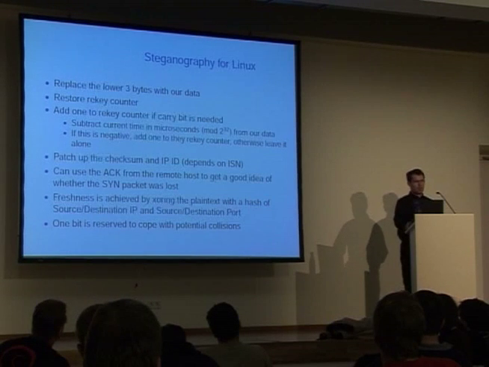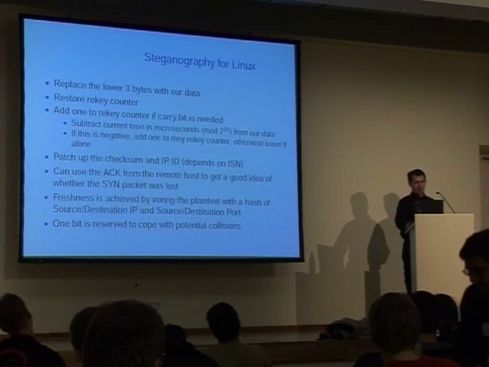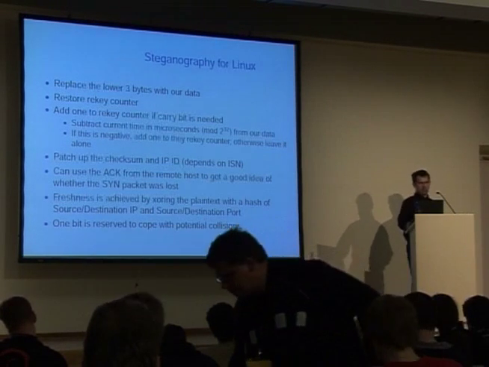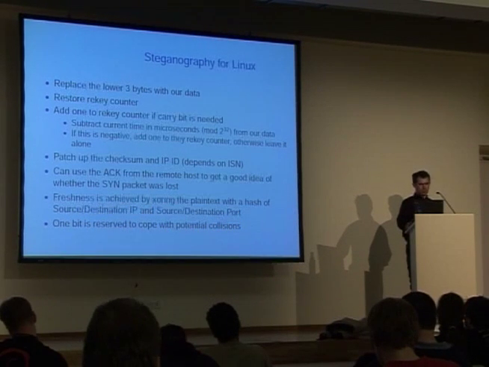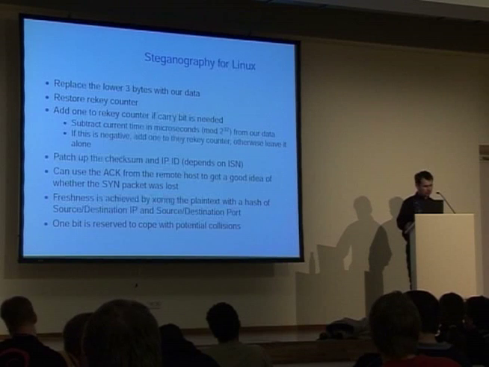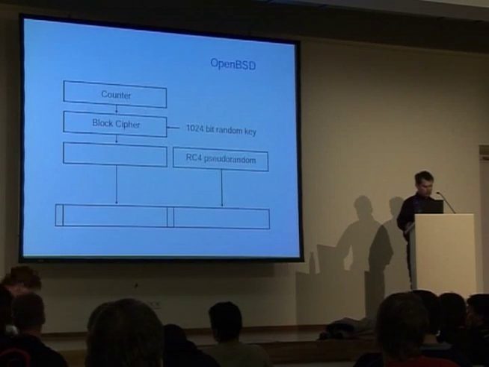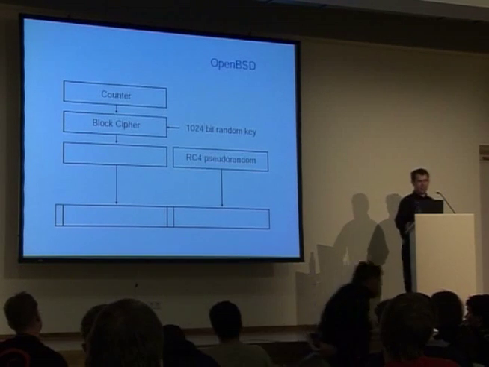If you are, then you set a flag in your data that this is not real data, and then you encrypt a counter. And that means the attacker, without knowing your key, won't be able to understand that steganography is taking place. So the same idea works for OpenBSD.